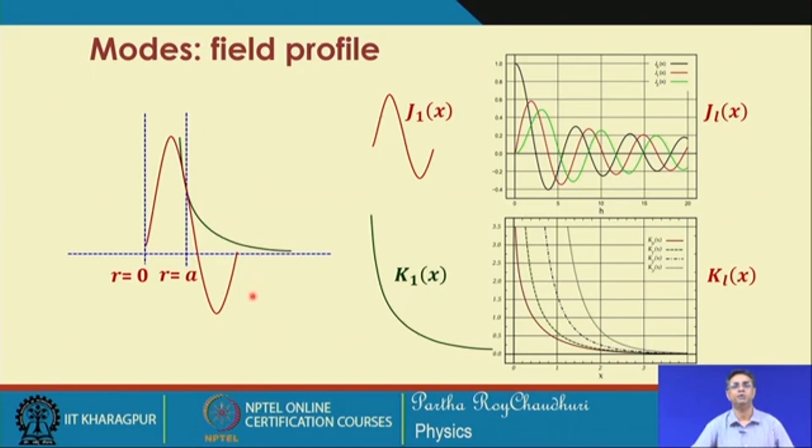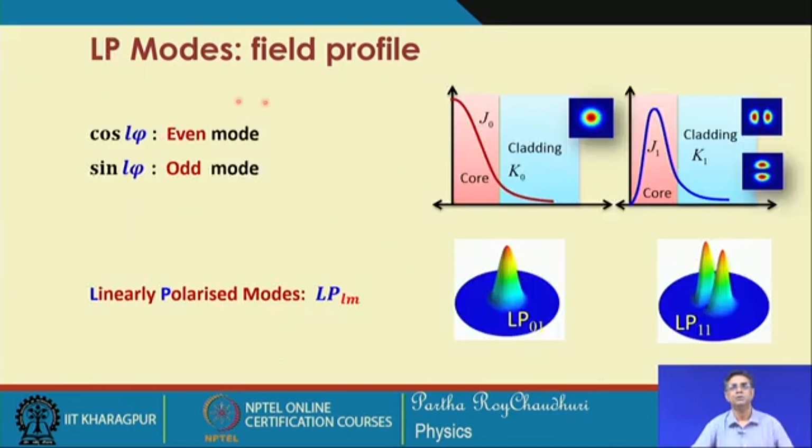So, these are two very beautiful examples, and we can actually carry on with other examples, other mode orders. So, the fundamental mode J0 and K0 will define this mode picture. The intensity, that is the amplitude of the field, will be maximum at the center and will be falling and finally decaying at the cladding.